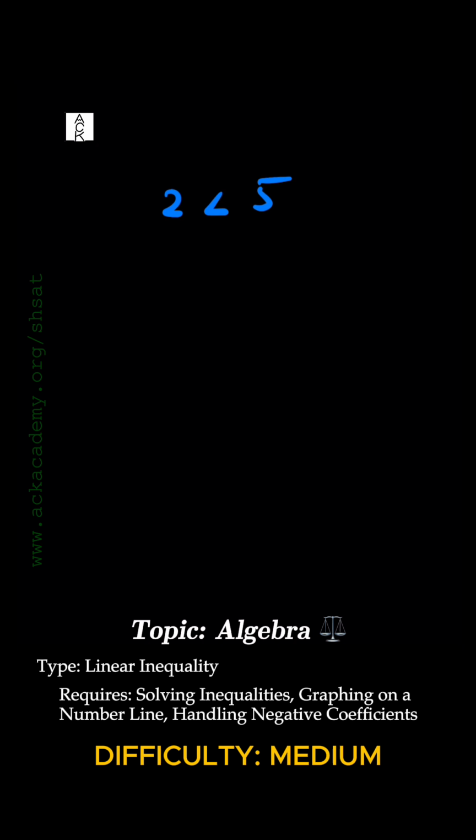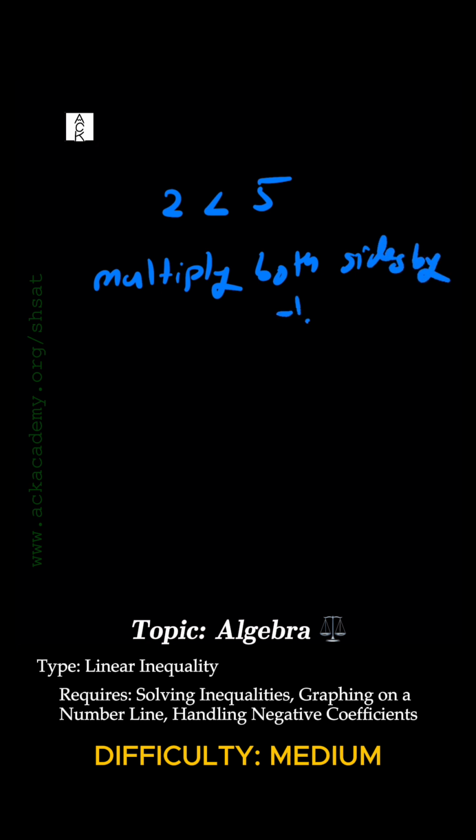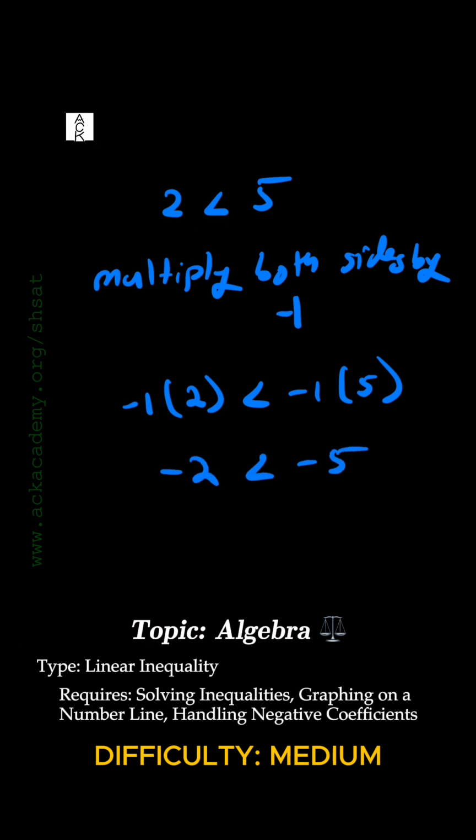And let's say we multiply both sides by a minus 1. What happens? So minus 1 times 2 less than minus 1 times 5. You have minus 2 less than minus 5. This statement is no longer true. This is not true anymore. Minus 2 is not less than minus 5.